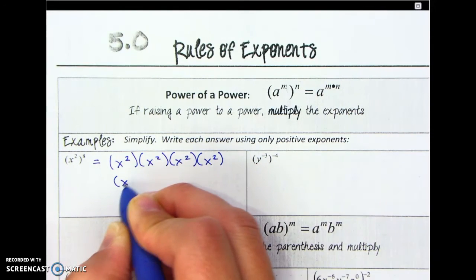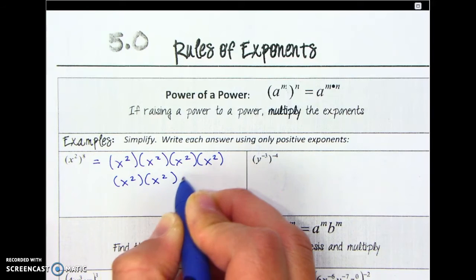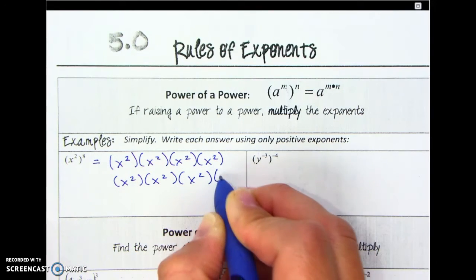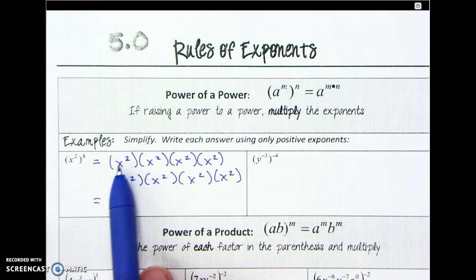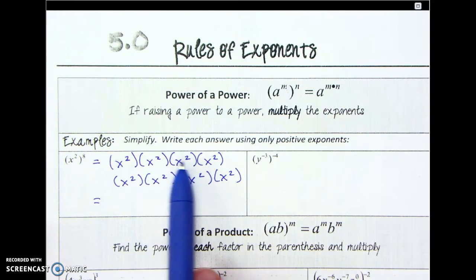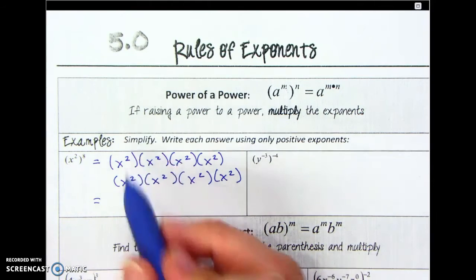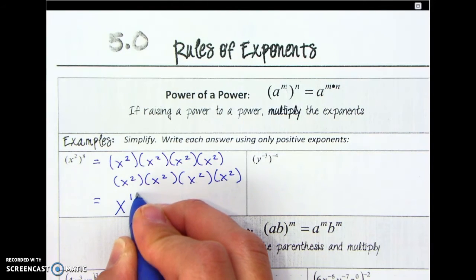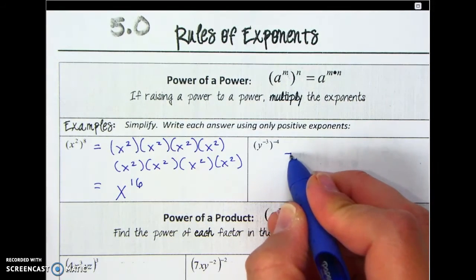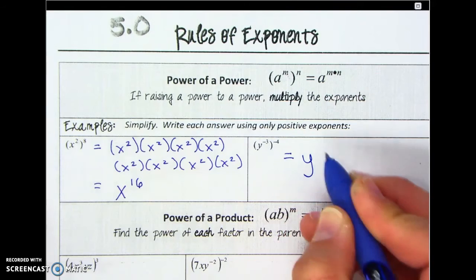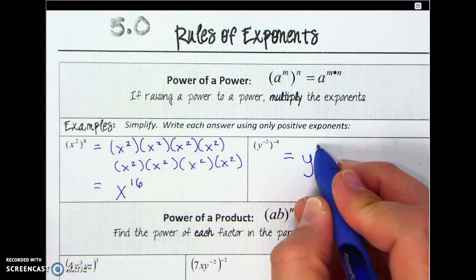I hope this isn't a waste of time. We'll see when we get to the end. So there are 8 x squareds. Well, if each of these have 2 x's, 2 plus 2 plus 2 plus 2 plus 2 plus 2, you get the idea. And that's going to be x to the 16, okay? Can you multiply negatives? Yeah, for sure. We don't need to move these because what happens when you multiply a negative times a negative? We're going to get a positive.